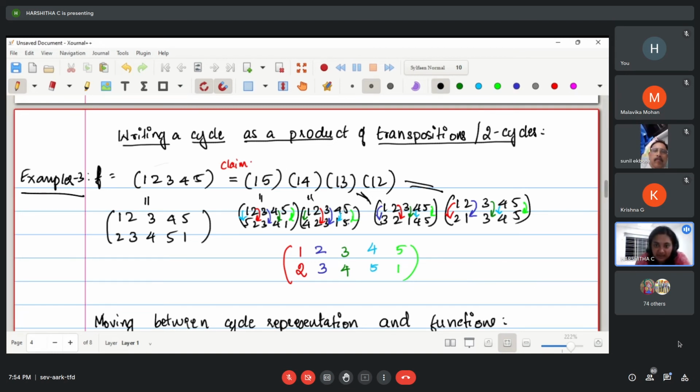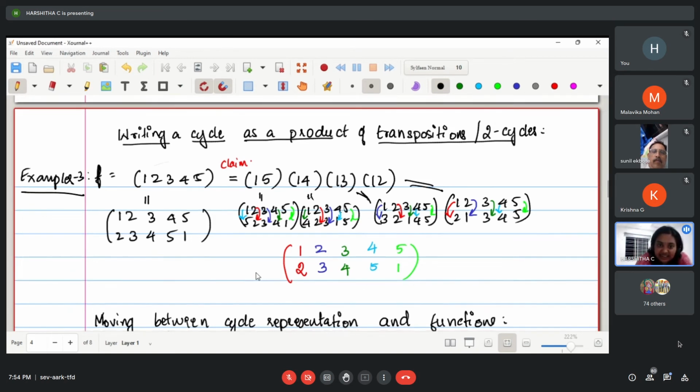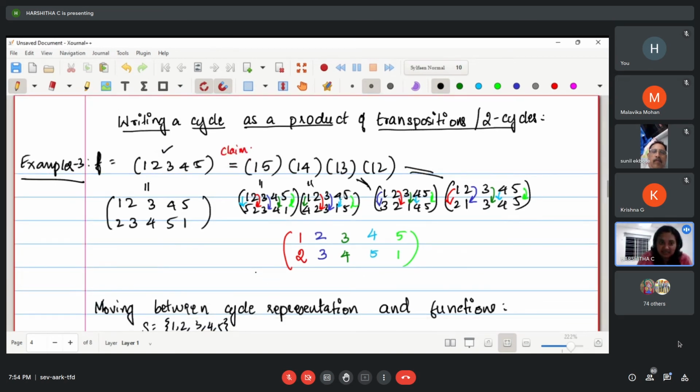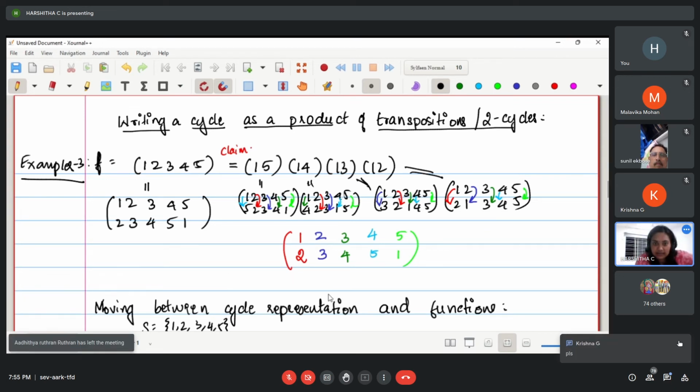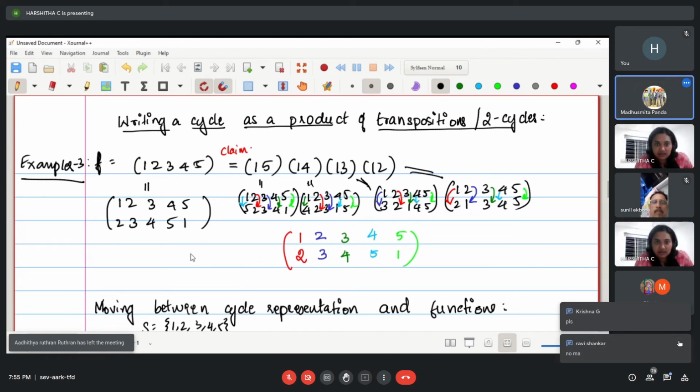All these colorful arrows are just checking that whatever has been written here and this as a function are actually the same. If you've understood how to move from a cycle to writing down the function and how to take a product of cycles, you just work it out, and that's exactly what we have done. So should I do the working out again? Yes, ma'am, please. Okay, fine.